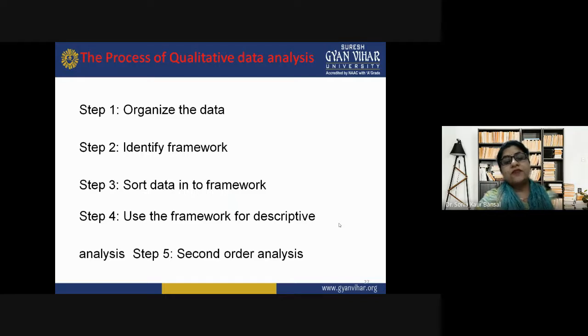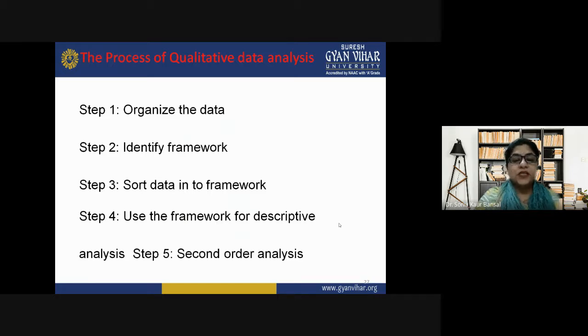Then identify framework. You must identify your framework. What you have to do and what you have to leave. What would be your questionnaire to adapt the qualitative type of data? Then sort data into framework. A particular framework is also required when you are thinking about framework. Use the framework for descriptive.